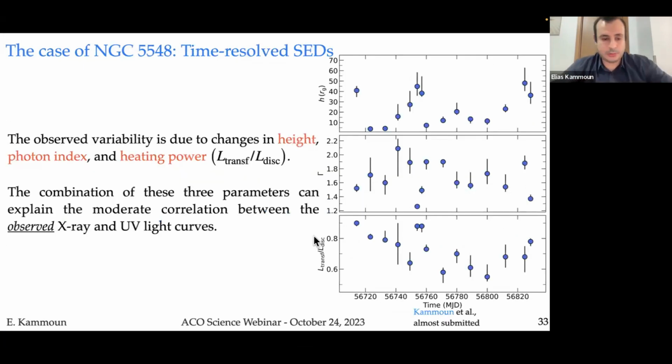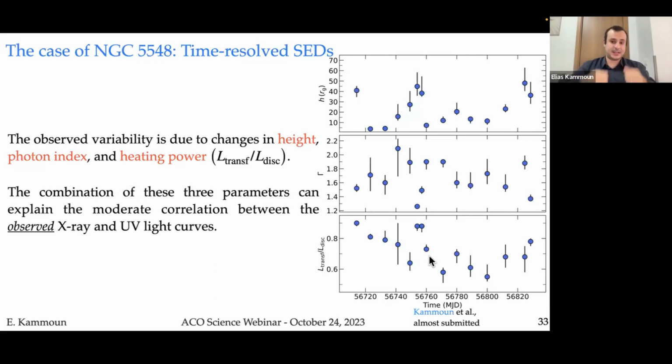Of course, we want to know more about the physics and why this is happening and how to explain that. So in the model, the only three parameters of the system that were variable were the height, the photon index of the X-rays, and the transferred power. And as we can see here, all three parameters vary quite a lot during these observations. And so practically, each of these parameters alone will affect the observed flux in a certain way.